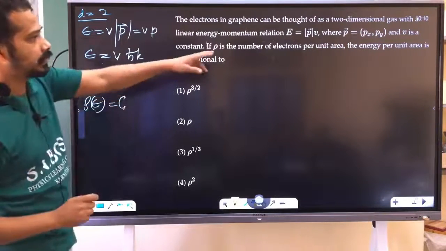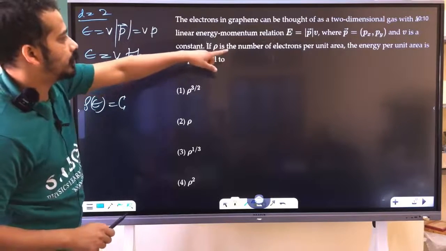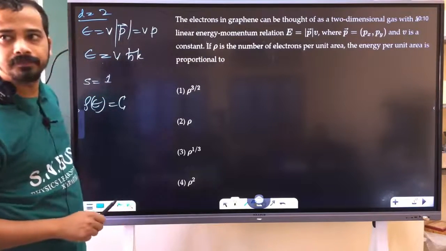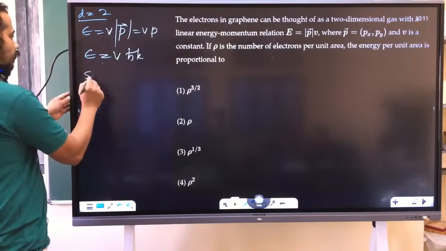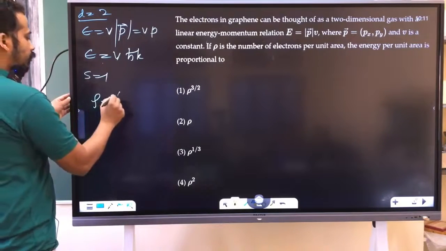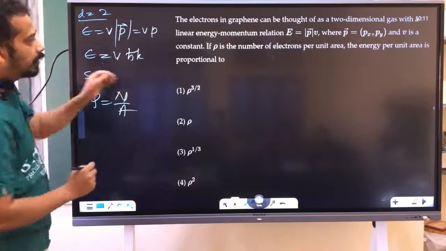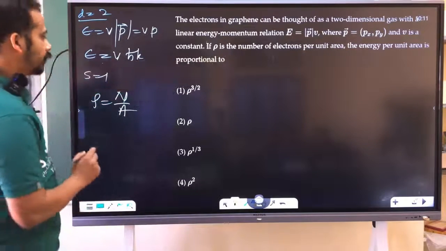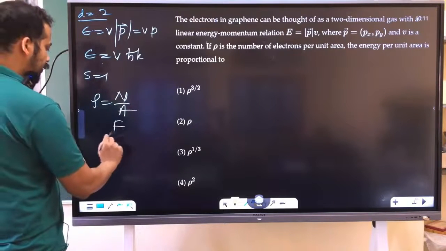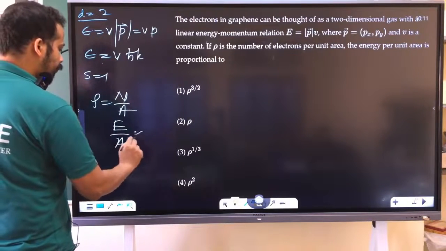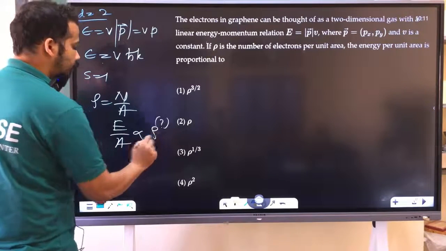What he's asking is, if rho is the number of electrons per unit area, what he has given is S equal to 1. Rho is equal to the number of electrons per unit area. Then the energy per unit area, E by A, is proportional to rho to the power what? This was the question.